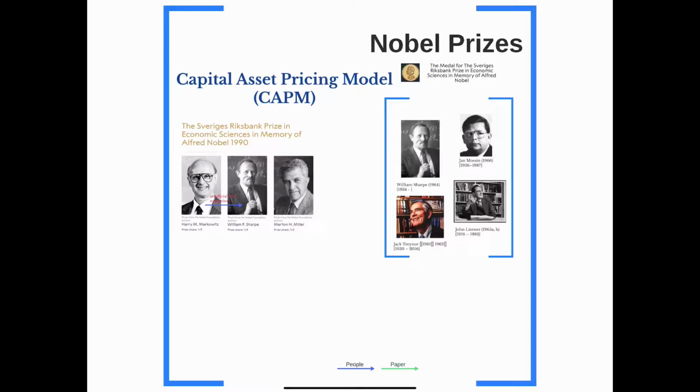First of all, since 1974, the Nobel Foundation has stipulated that a prize cannot be awarded posthumously. This probably explains why John Littner and Jane Mawson couldn't have got it. Now let's turn to Jack Trenor.